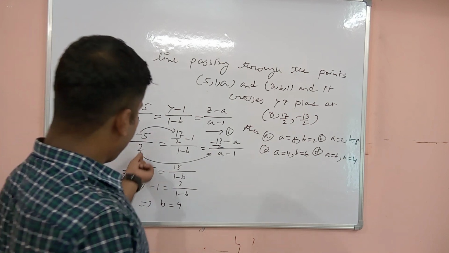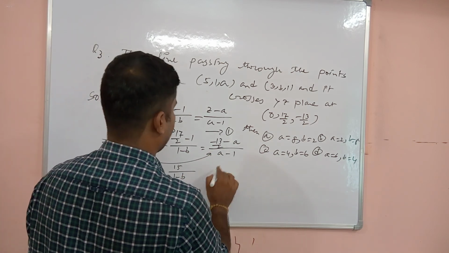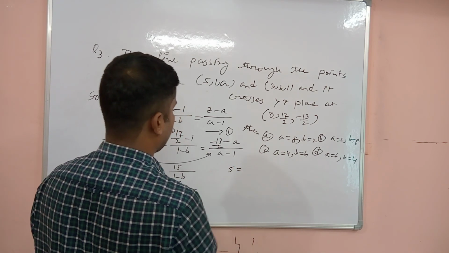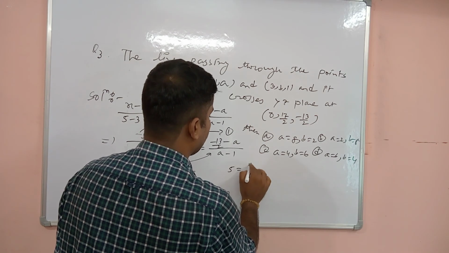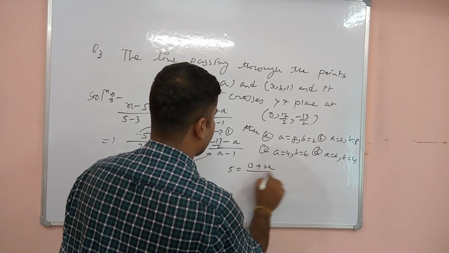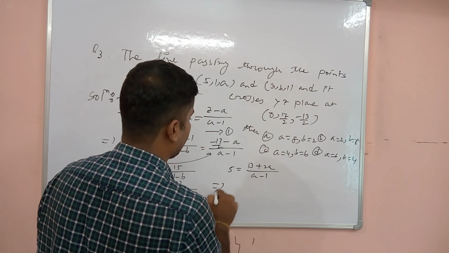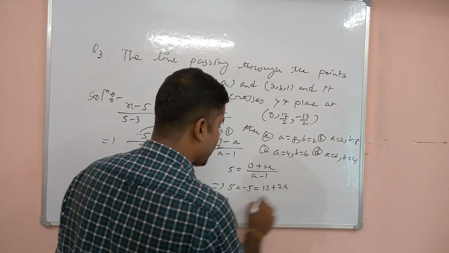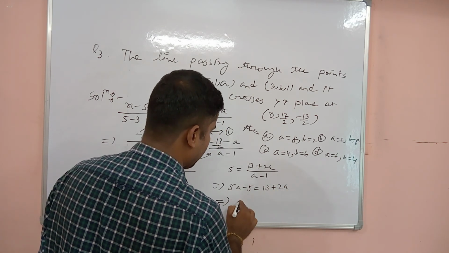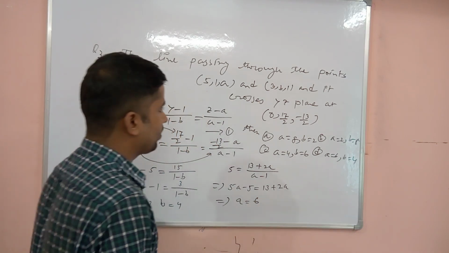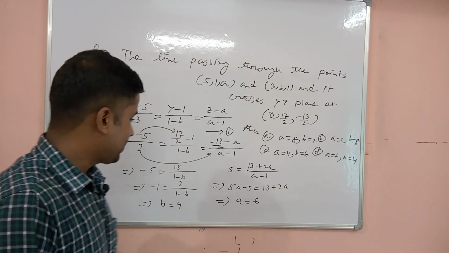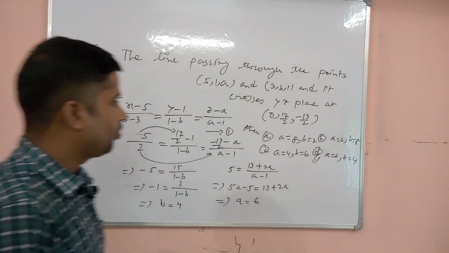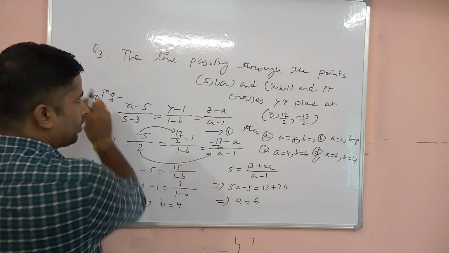Okay. If we compare this with this, then it shall imply minus 5 is equal to 13 plus 2a by a minus 1. So finally 5a minus 5 is equal to 13 plus 2a. So it implies a is equal to 6. So the value of a is 6 and b is 4. A is 6, b equal to 4. So it is matched with option D.